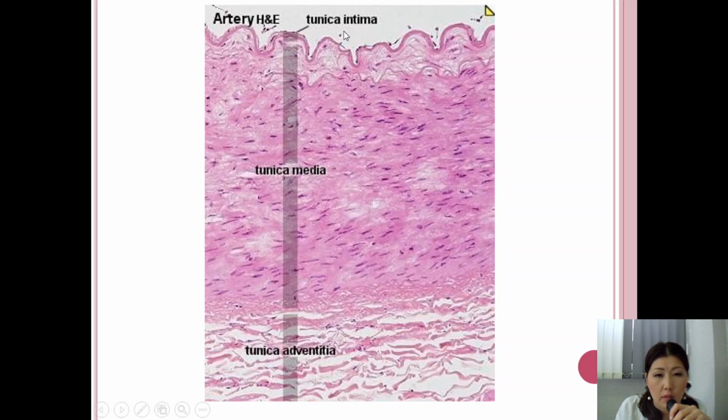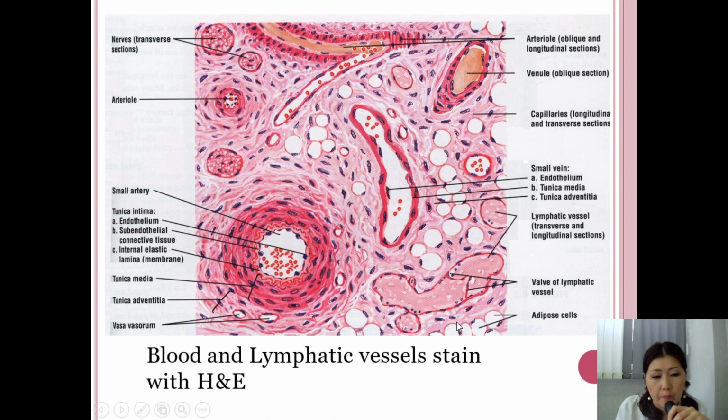This is a tunica intima, you can see here with the basal lamina. And this is tunica media. And adventitia, this smooth muscle fibers and connective tissue. And here also we can see the same diagrams, small artery, this is small vein. Here we can see also venule and the lymphatic vessels. Lymphatic vessel we will discuss on next lecture. It has also valves like veins and adipose cells.